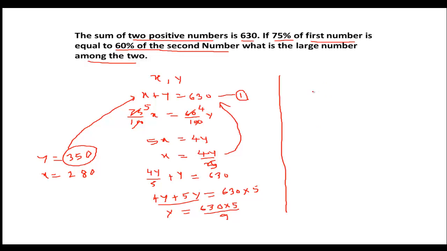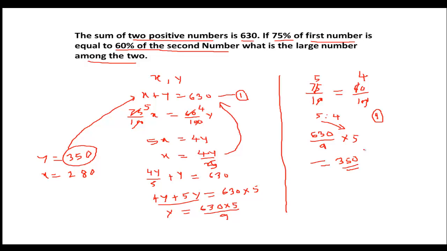Instead of doing this, you can do it in a different way. It is given that 75% is equal to 60%. So 100 will get cancelled. 15 fives are 75, 15 fours are 60, and therefore the ratio is 5:4. So divide the total amount into 9 parts. So the total number is 630, divide it into 9 parts. Out of that, 5 parts is the larger one, therefore multiplied by 5, and so that is equal to 350, and so the required number is 350.